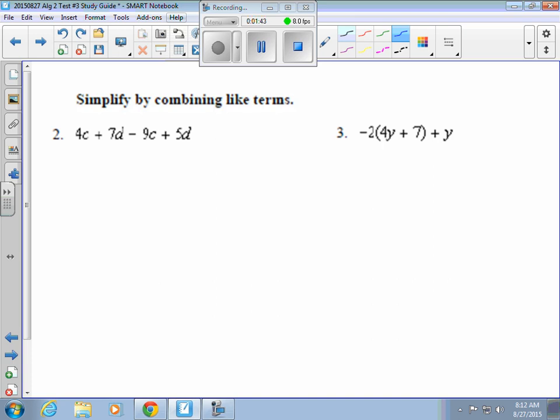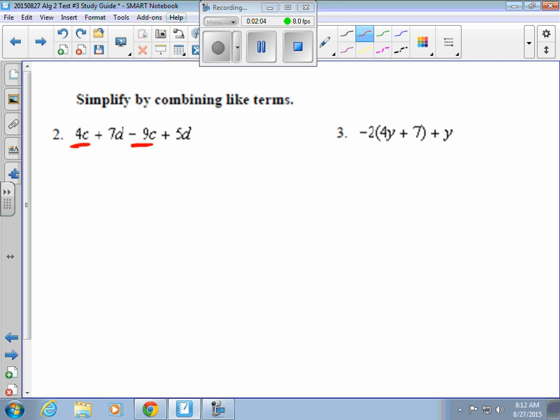All you're doing is simplifying the side by combining the terms, which means we're going to put together things that have the exact same variable with the exact same exponents. Now, they all have exponents of 1, so you don't even have to pay attention to the exponents right now. Later on in the course, we will. But we'll put our C's together.